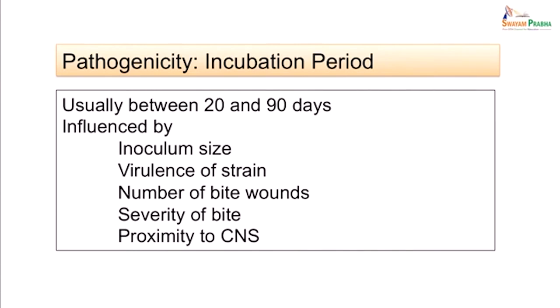The incubation period is influenced by various factors like inoculum size, the virulence of the viral strain, the number of bite wounds and the severity of the bite, and it is also associated with the proximity to the CNS. Basically, the incubation period depends upon the time required by the virus to reach the central nervous system. So it is usually short in children, it is short in short people, and it is also short when the wounds are present on the head, neck or face or on the upper extremity.